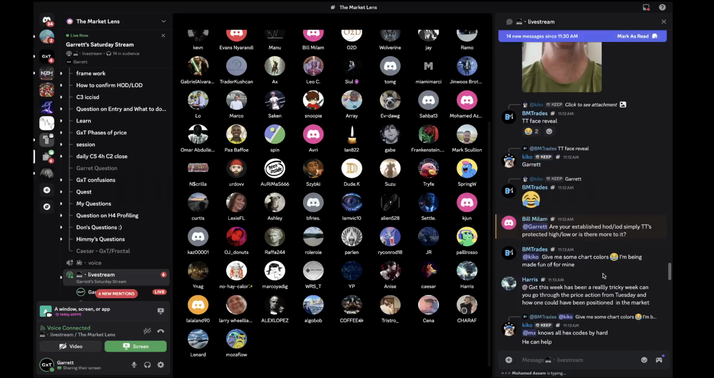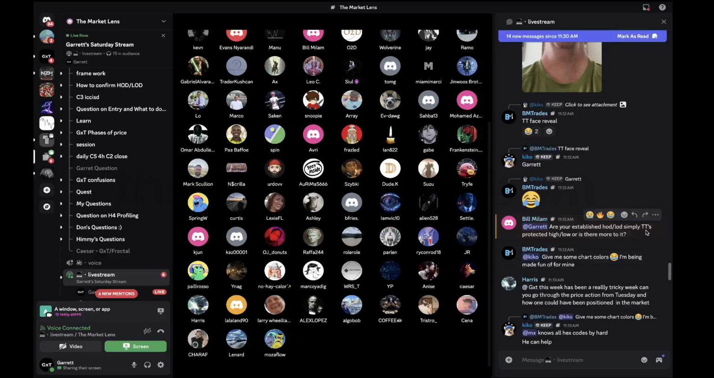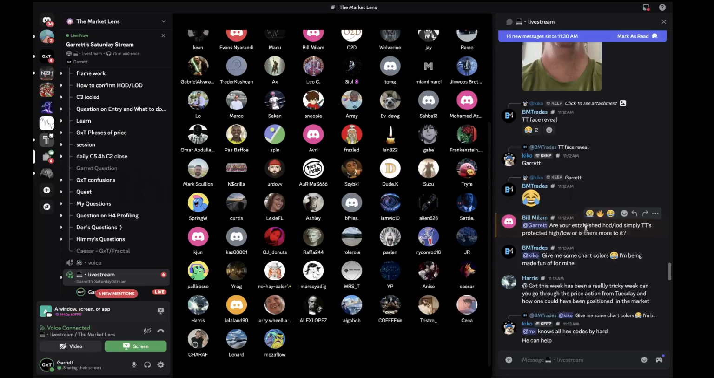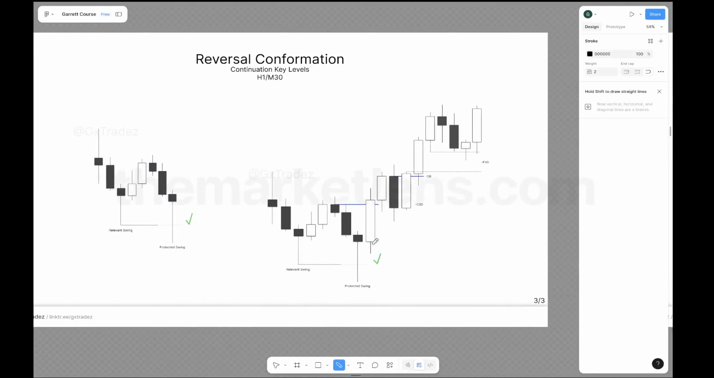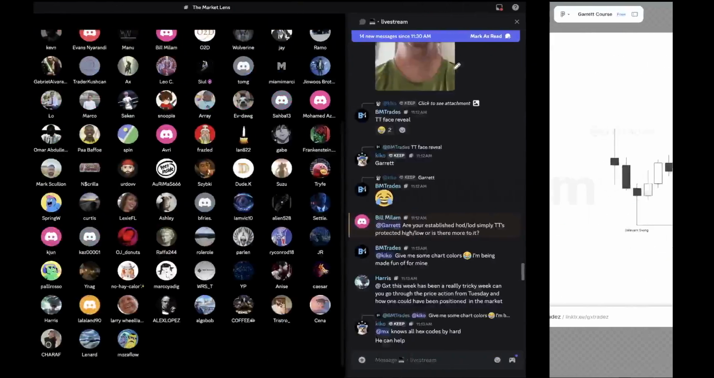Our established low today. How do we identify protected highs and lows? So, protected highs and lows. A lot of times it'll be in the form of a protected low or high on the 1 hour or 4 hour time frame. This is why I have this here.